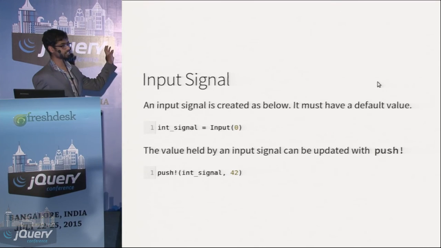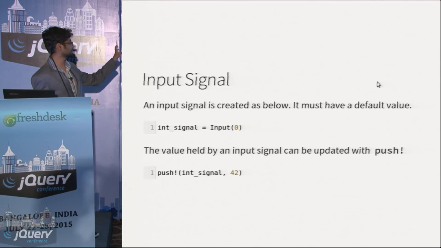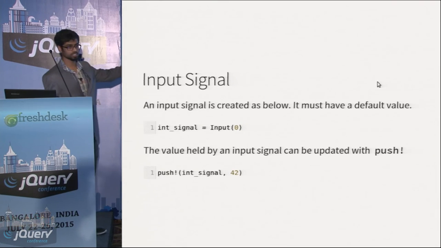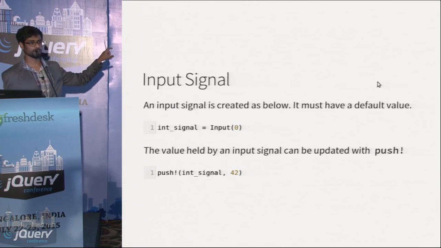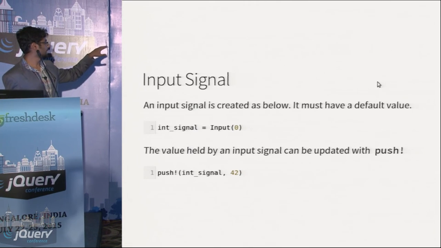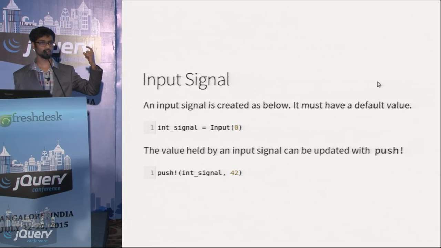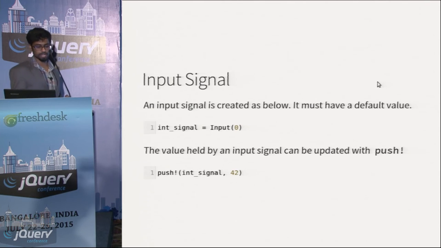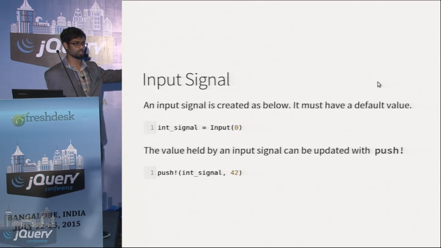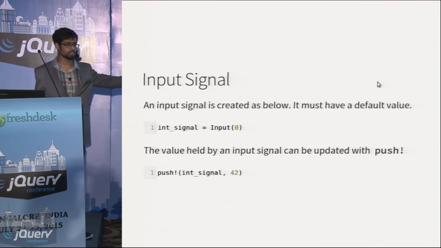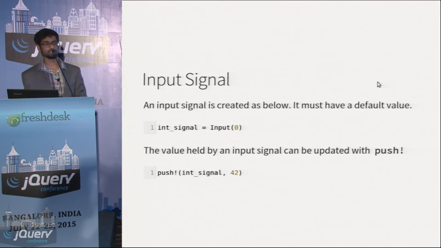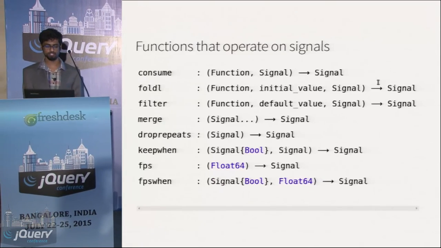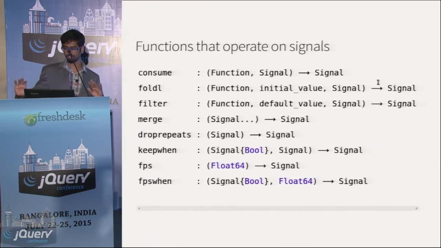So how do we create a signal? At the most basic level, there's the input signal. An input signal is created with the input constructor, and you have to specify an initial value to it, right? So an int signal is a signal which has zero as the initial value. And then the value held by that signal can be changed with a push call. The push operator takes a signal and then a number, and updates the value of the signal at that current time, right?